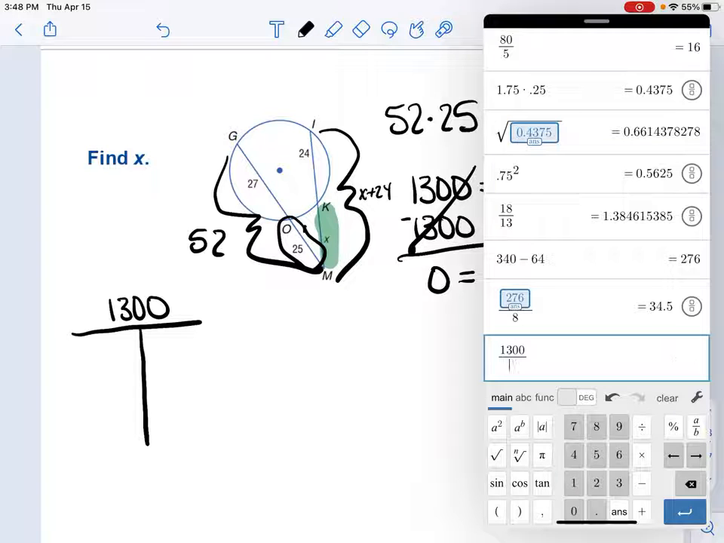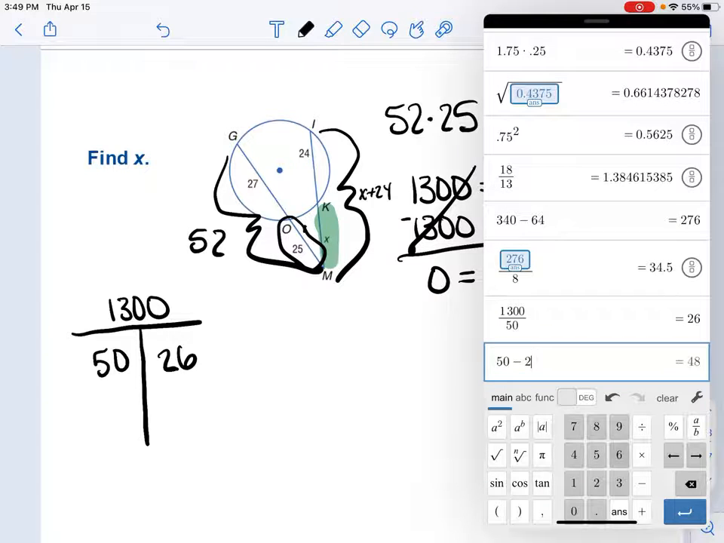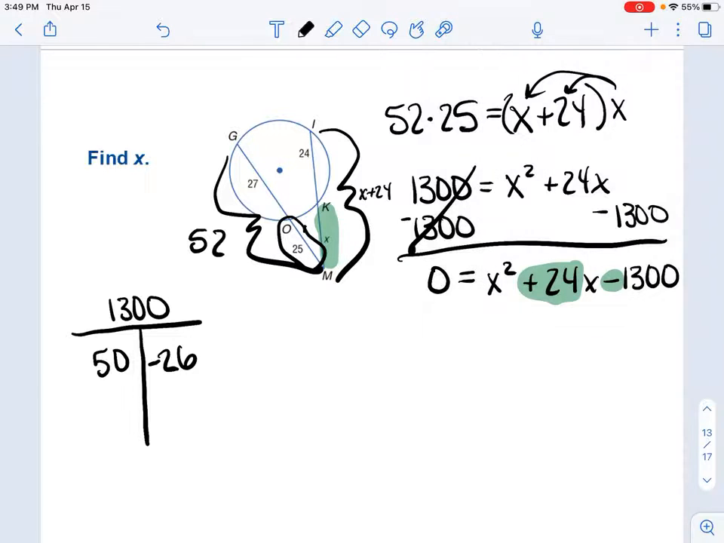I'm going to go ahead and skip to 50, see what I can do there. Ooh, this is promising. So if I have 50 as one factor and 26 is the other, if I subtract these two, I do get to 24. So it looks like I need a positive 50 and a negative 26 as parts of my factors. So x plus 50, x minus 26 is equal to 0.